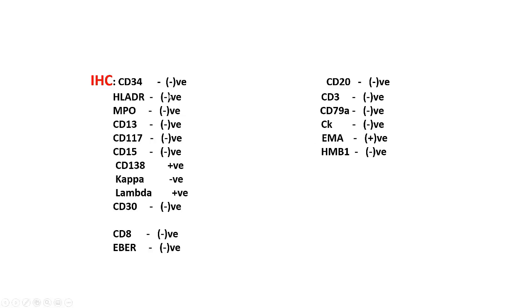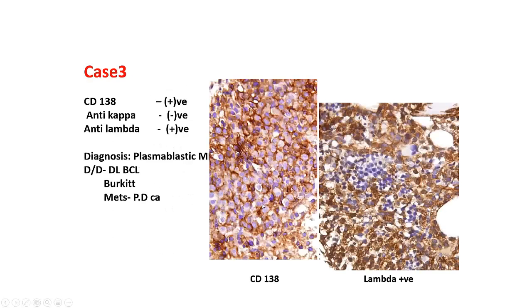Now, these are the various markers which were carried out. All of them were negative except for CD138, that was positive. EMA was positive, which comes positive in multiple myeloma. Then kappa was negative, only lambda was positive. Now that is important. This is CD138. You can see all the cells are CD138 positive in the biopsy.